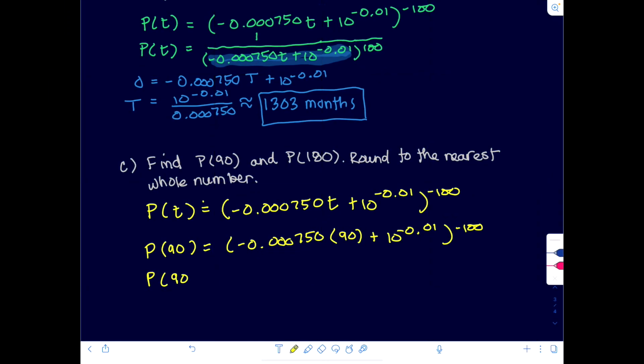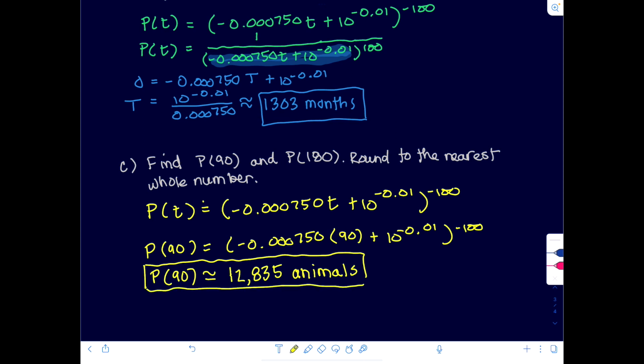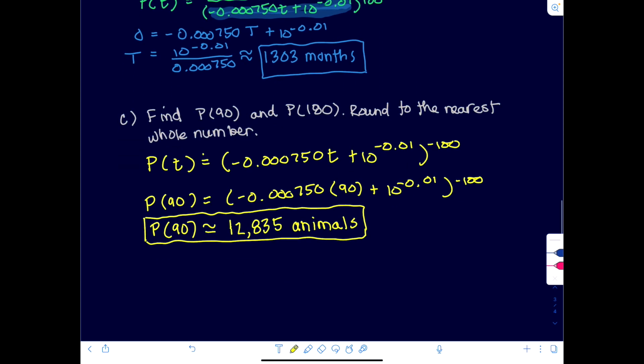so from my calculations, it might be a little bit of a rounding error, but I got 12,839, and that would be animals. We don't know what kind of animals they are. This result's a little bit off from the answer in the back, but it's probably just a little bit of a rounding error.